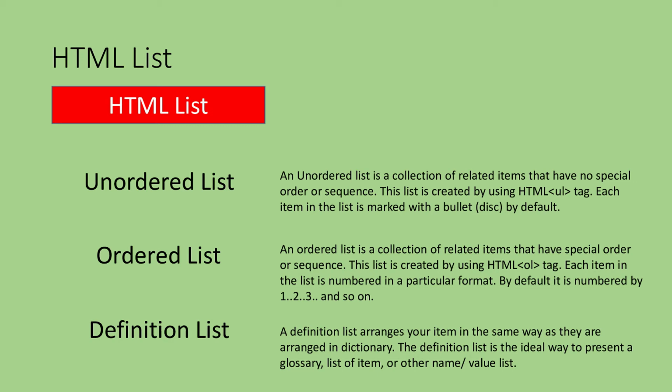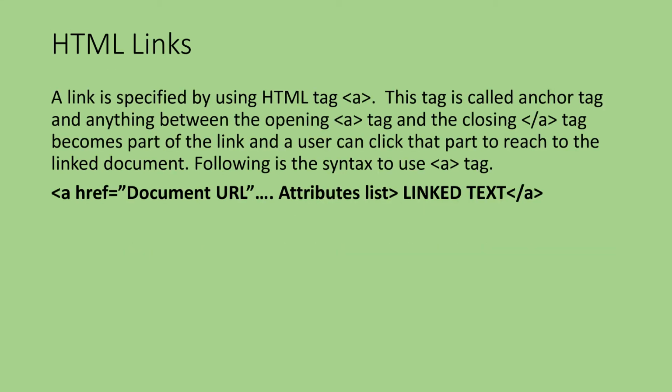/DL, which defines the end of the list. Next topic is HTML links. You can put links in your web page to navigate through web pages or a particular part of your web page. These links are also known as hyperlinks. A link is specified by using the HTML tag A. This tag is called the anchor tag, and anything between the opening anchor tag and the closing anchor tag becomes part of the link, and a user can click that part to reach the linked document.